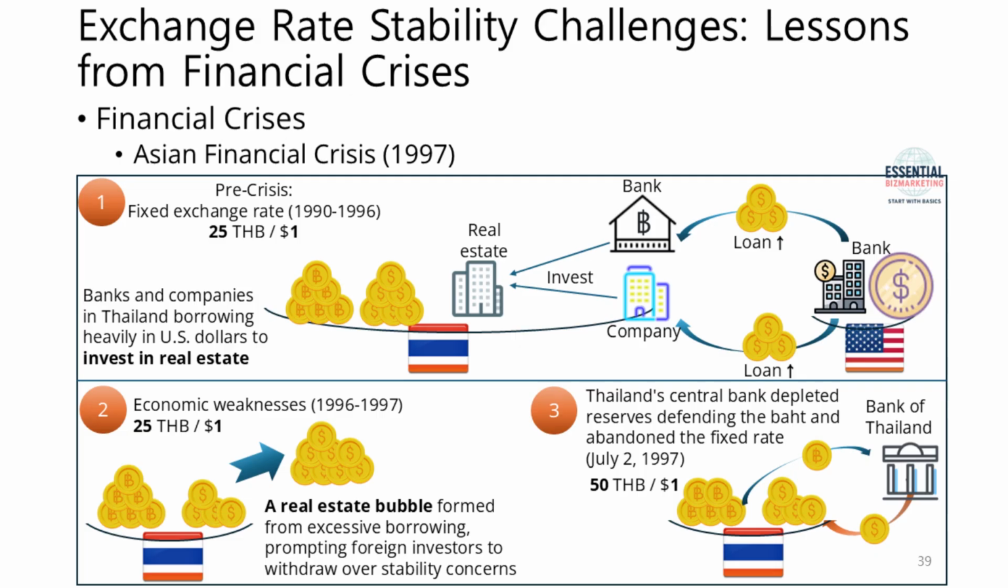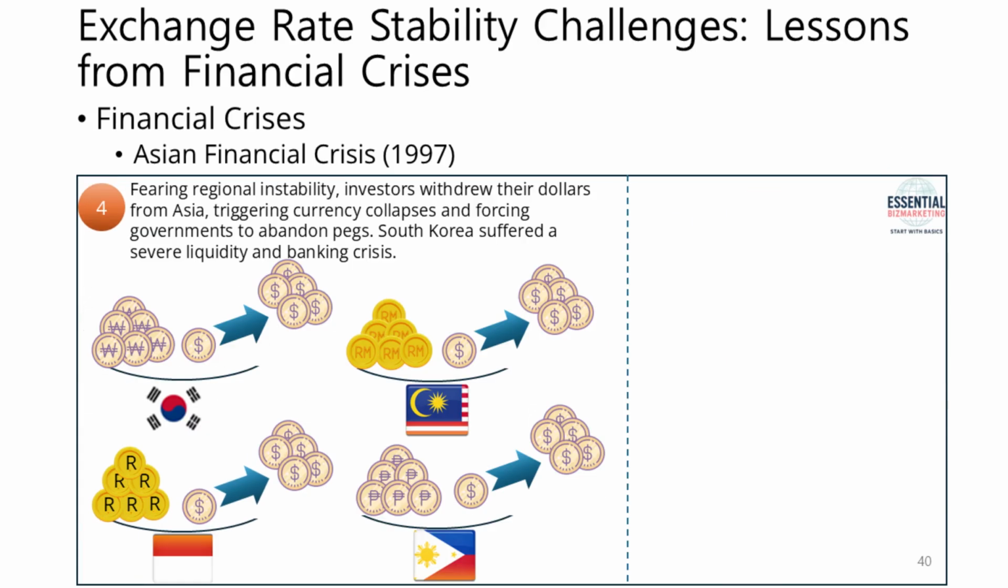On July 2, 1997, it abandoned the fixed exchange rate, letting the baht float. The currency immediately collapsed, doubling to 50 baht per US dollar. The crisis quickly spread beyond Thailand.